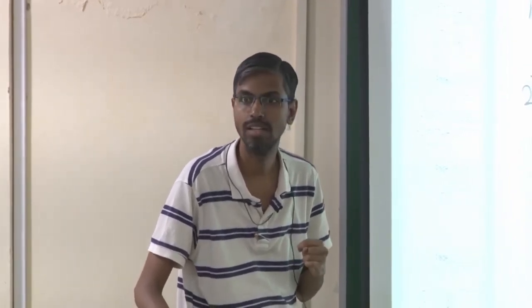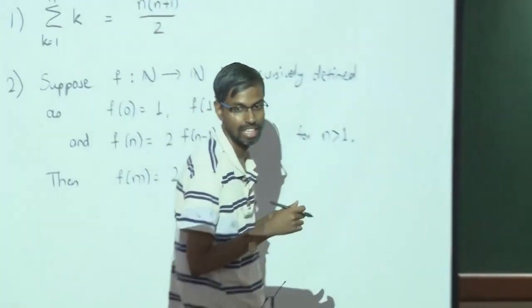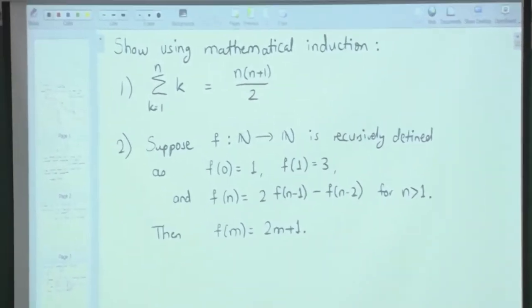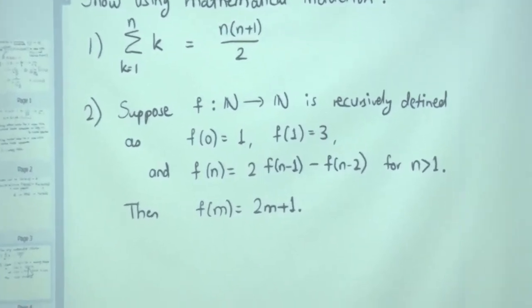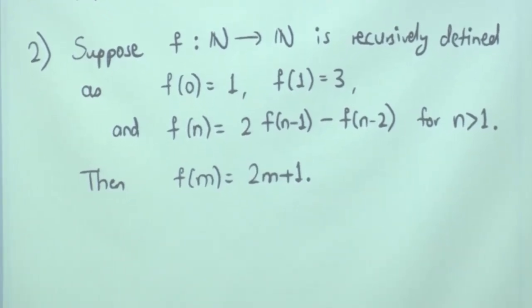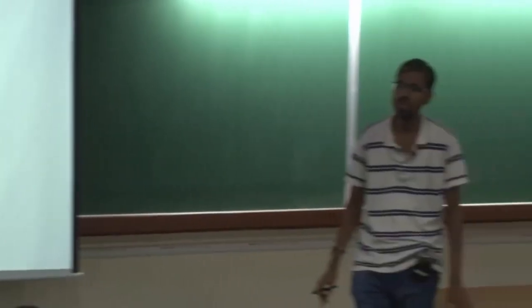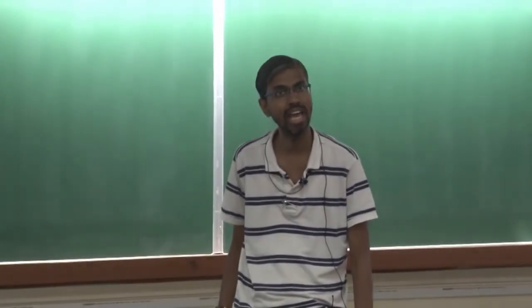What about the second one? Will this same idea work? Anybody who has finished the second one? We can suppose two base cases, or just assume it to be true. Even if you assume two base cases, you can do finitely many base cases by hand, I don't have any problem. But then what will you do? You are assuming that it is true for n minus 1 and n minus 2, and then proving it for n.